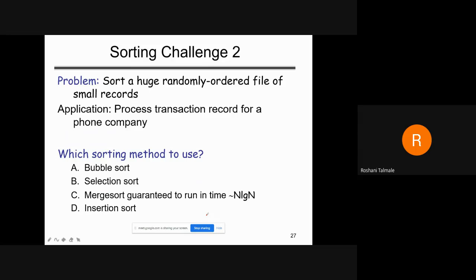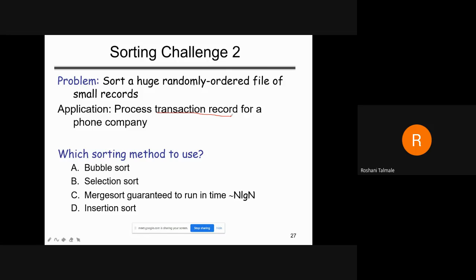Okay, so the application is to process transaction records on a phone company, like Jio. Everyone is using the Jio card, every person is using two numbers and two mobiles. So just imagine they have a huge database, and they have to identify the records of a particular person. Process transaction records from a phone company.